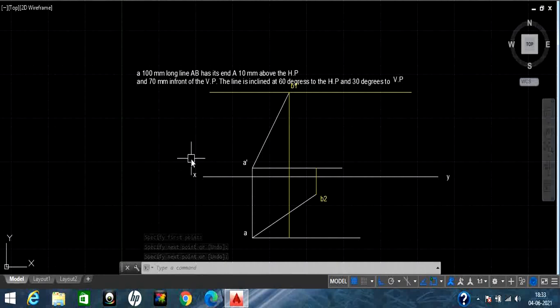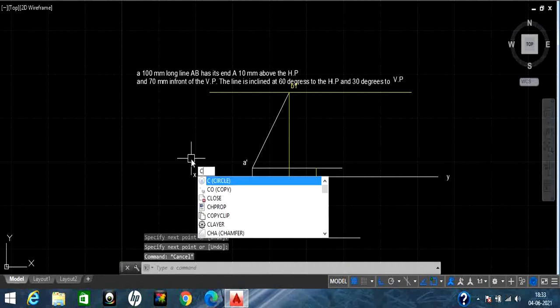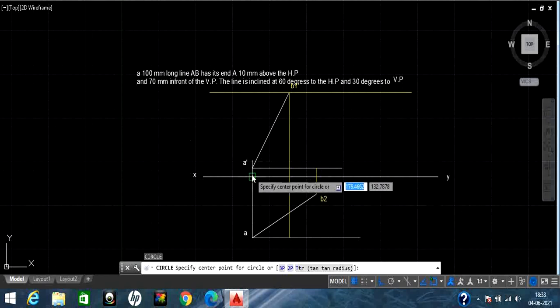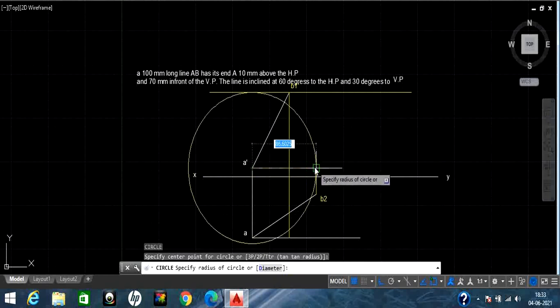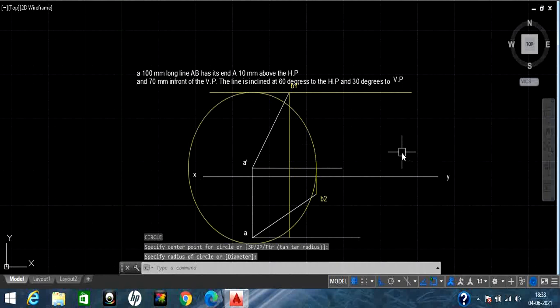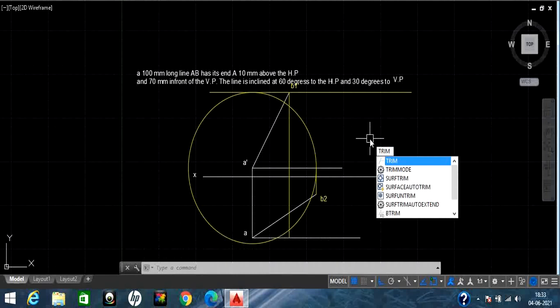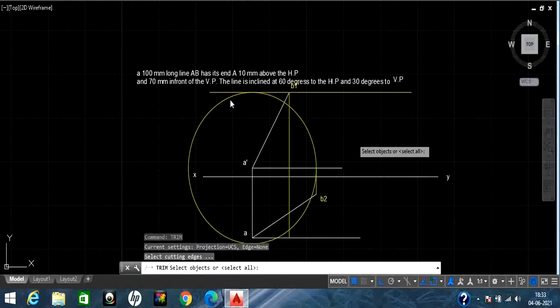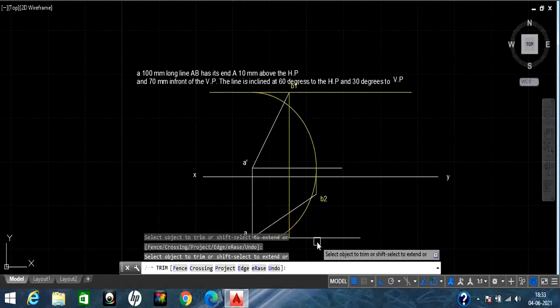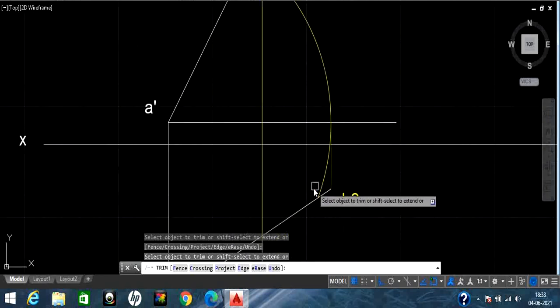After completion of this, take a circle. Take A dash B2 dash as the radius, A dash as the center, and draw a circle like this. After that, trim or erase the unnecessary portions by using the trim command in AutoCAD software. Trim the unnecessary portions like this.